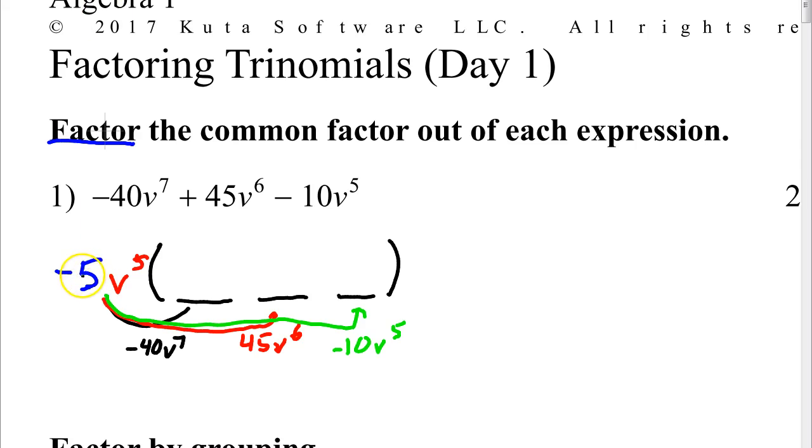Okay. So negative 5v to the 5th times what gives you negative 40v to the 7th. So we need an 8 to make negative 40 and 2 more v's to make 7, because 5 and 2 is 7. Right. And then negative 5 times what is 45 positive? And positive 9, and we need 1 more v to make 6. 5 and 1 will make 6.